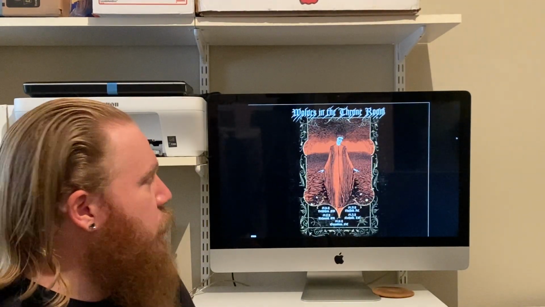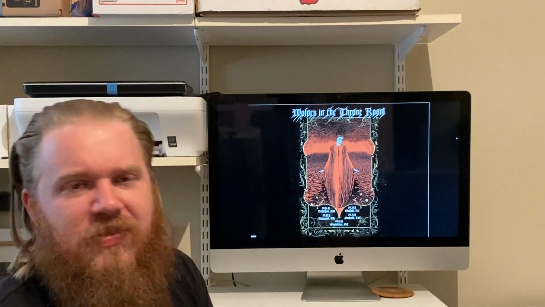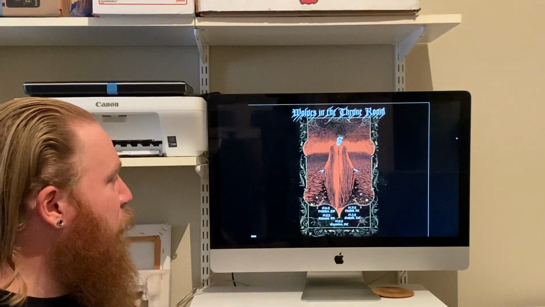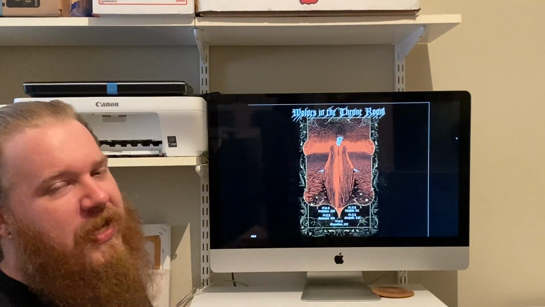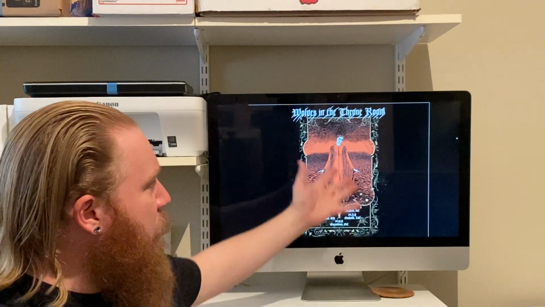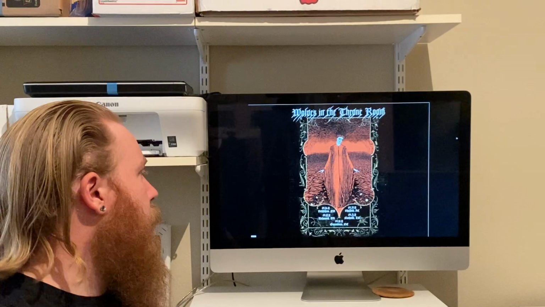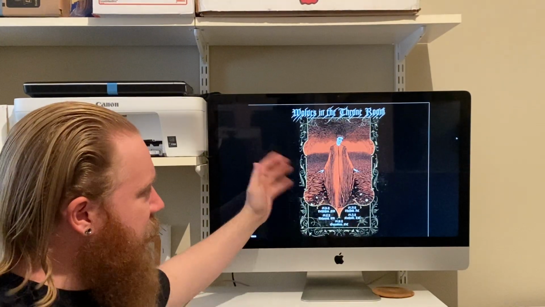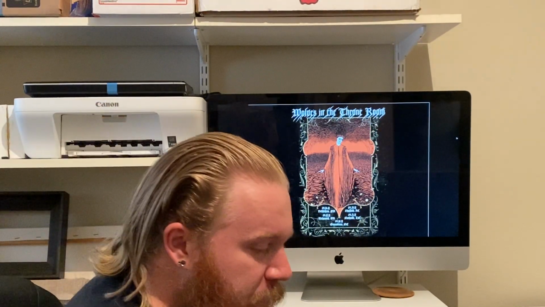Here we can see a show poster for a band I like called Wolves in the Throne Room. Once again, it's important to note that every individual color you see here is a separate screen. Sometimes, though, the white would be the white of the paper. It just depends on what kind of effect we want to do.